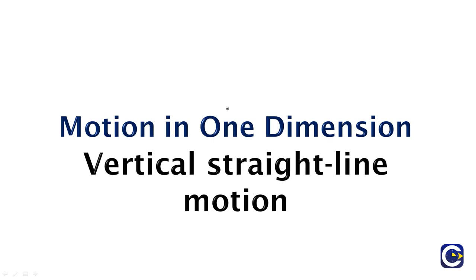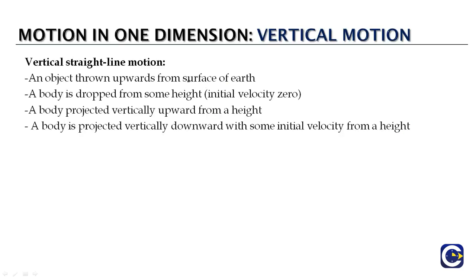Hello everyone. In this video we look at the motion of an object along a vertical straight line. So we also call this motion of an object under the influence of gravity. Why? Because any object which is traveling in a straight line in the vertical plane will be experiencing the force of gravity.